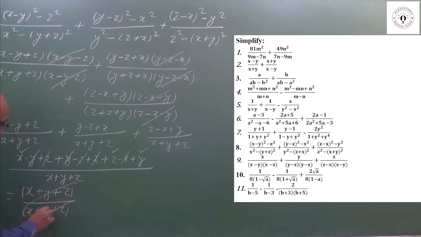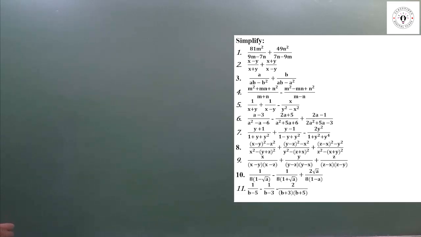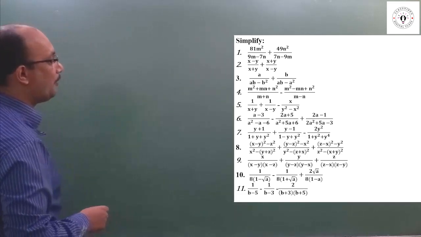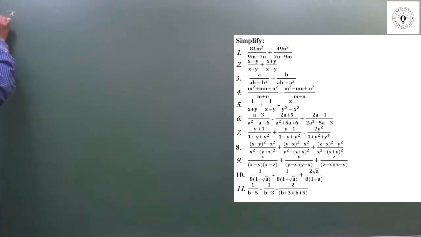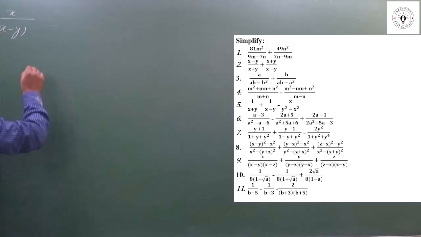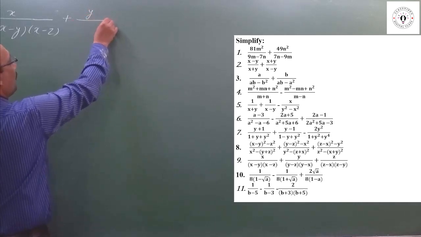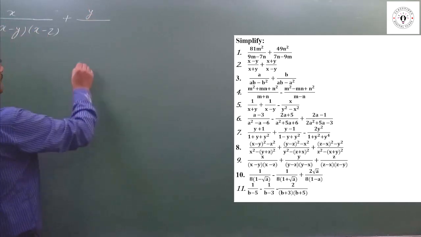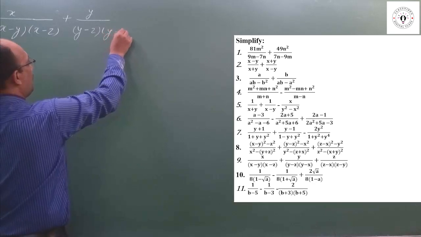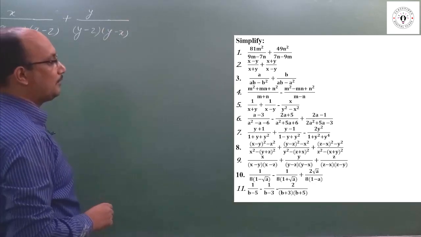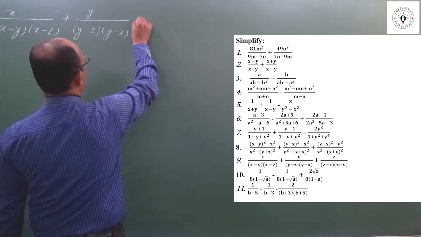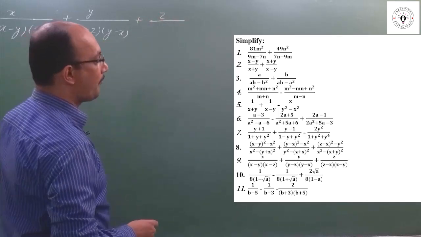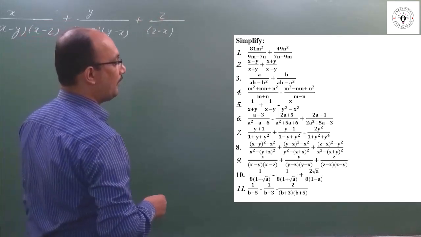X plus Y plus Z, one's X plus Y plus Z, which is 1. So this is simplified. 9 number question is, student, X upon X minus Y times X minus Z, plus Y upon Y minus Z into Y minus X, plus Z upon Z minus X, Z minus Y.